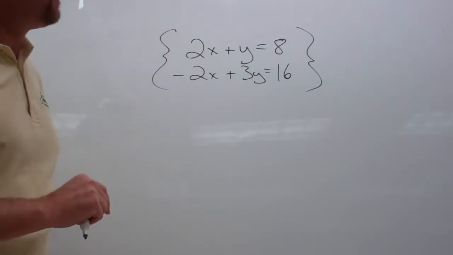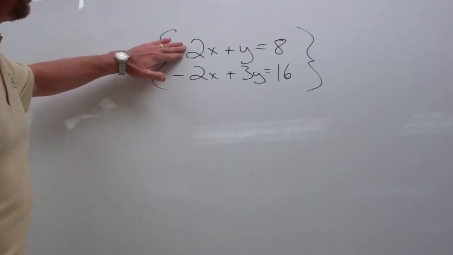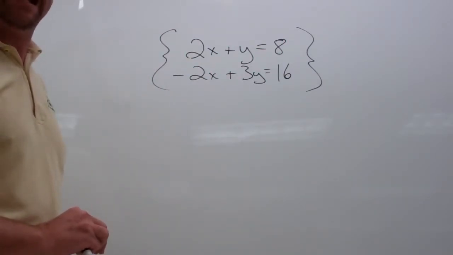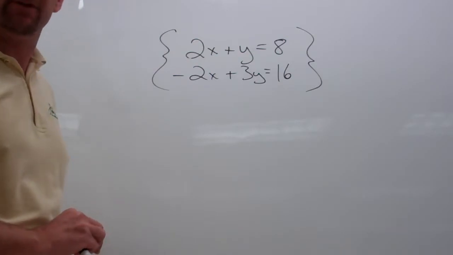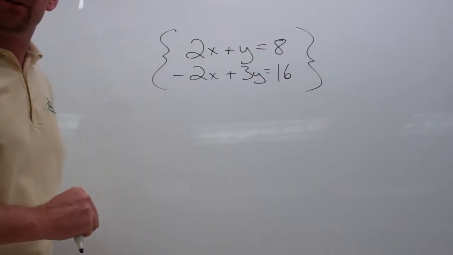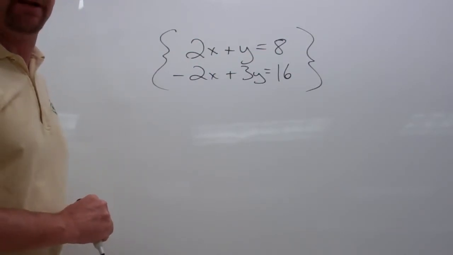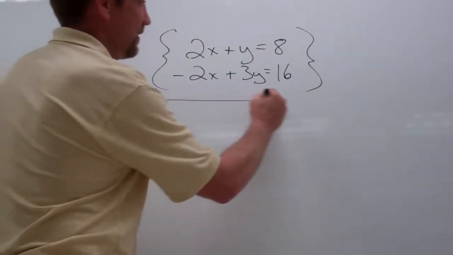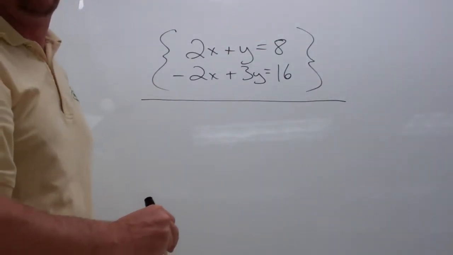If you take a look, you notice you have two x's and negative two x's. Well, what would happen if we added two x's and negative two x's? The x's would eliminate each other, right? Negative 2 and a positive 2 is 0x. And that's exactly how you could solve this system by elimination.